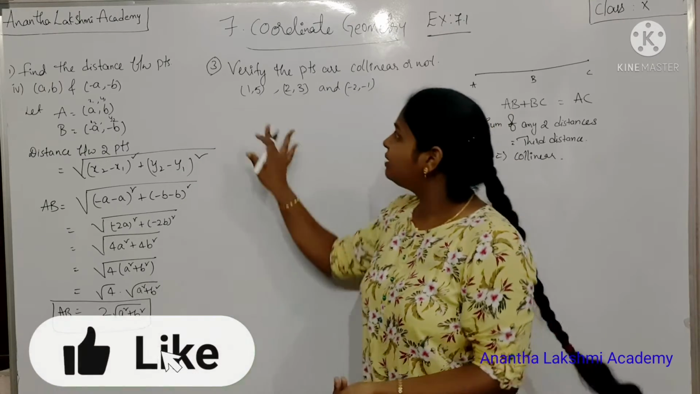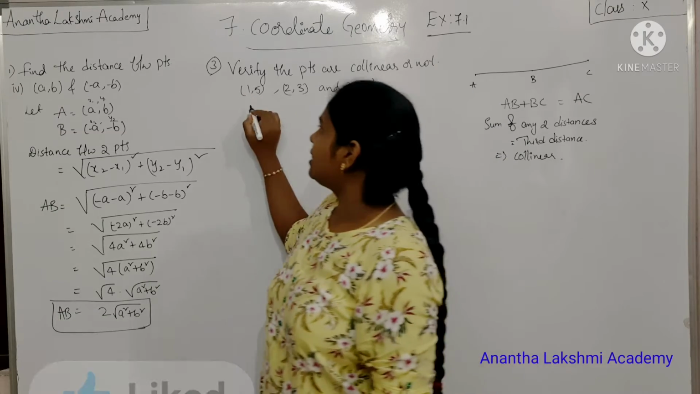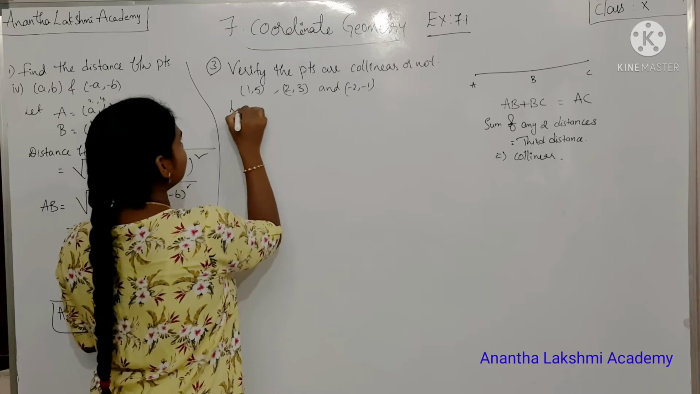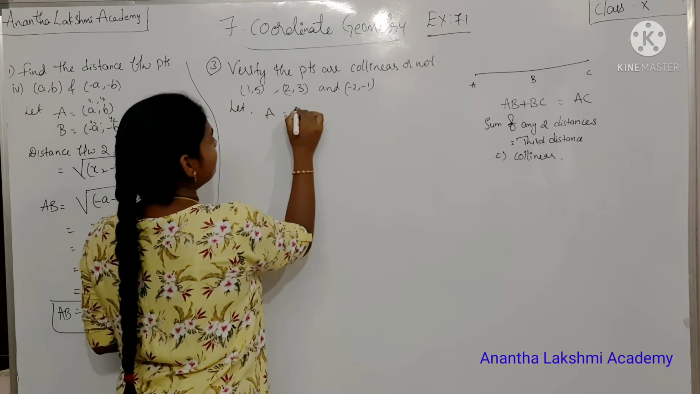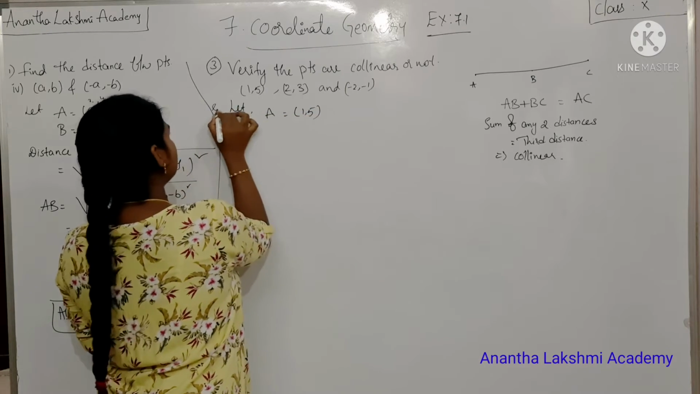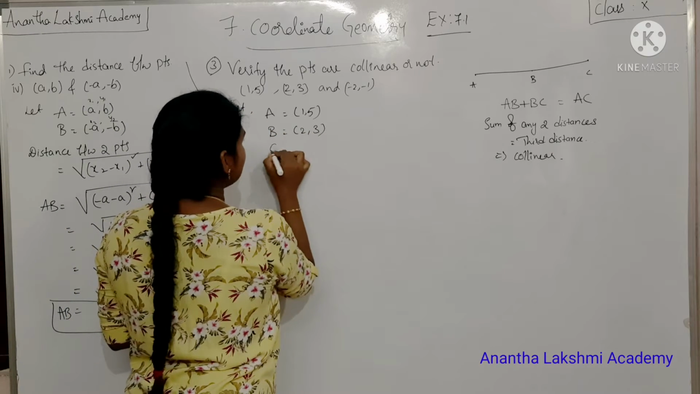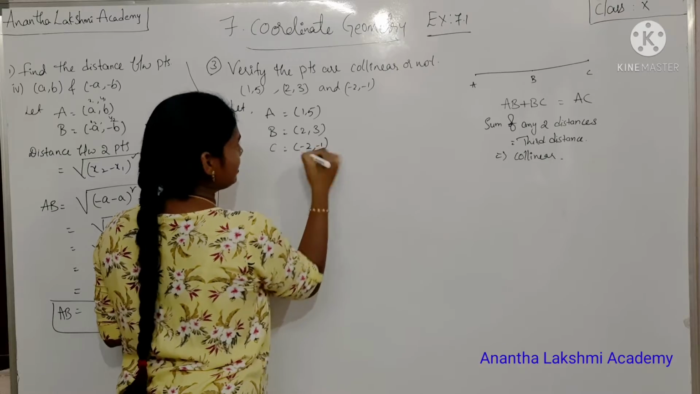So here we will be figuring out, let A is equal to (1, 5), B is equal to (2, 3) and C is equal to (-2, -1).